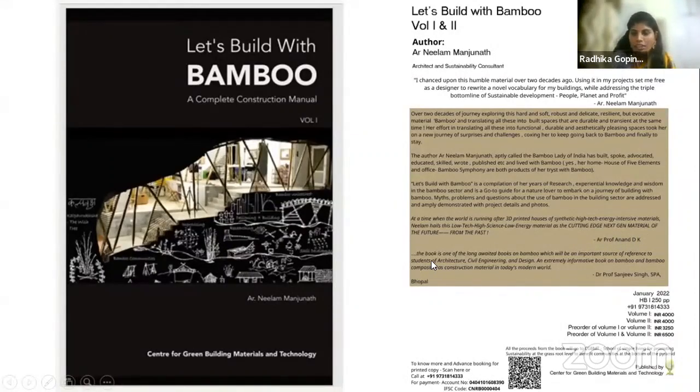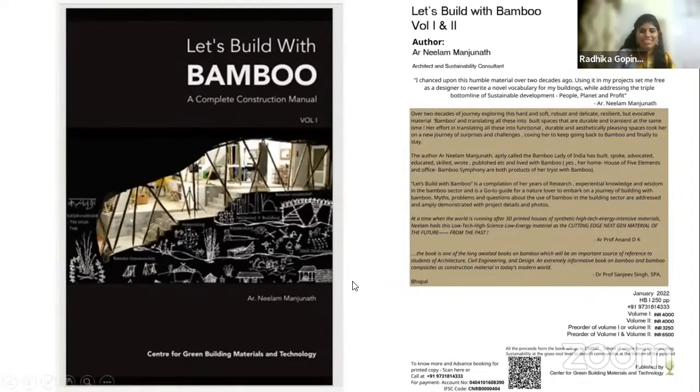And we have one more. The book is one of the long-awaited books on bamboo, which will be an important source of reference to students of architecture, civil engineering, and design. An extremely informative book on bamboo and bamboo composites as constructive material in today's modern world.